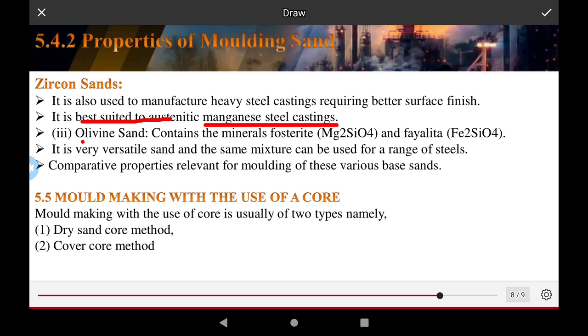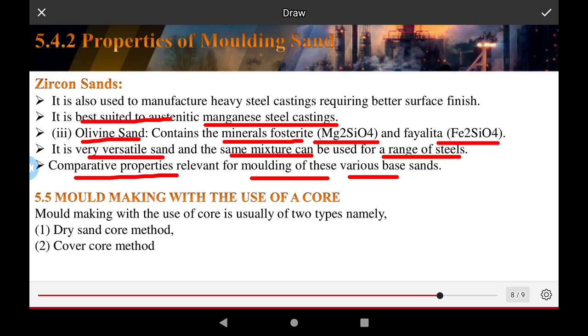Olivine sand contains the materials Mg2SiO4 and Fe2SiO4. It is very white sand that can be used for a range of steel castings. Molding can be done in various ways, making molds without the use of a core and molds with the use of a core. Usually there are two types of methods: the dry sand core method and the cover or core method.